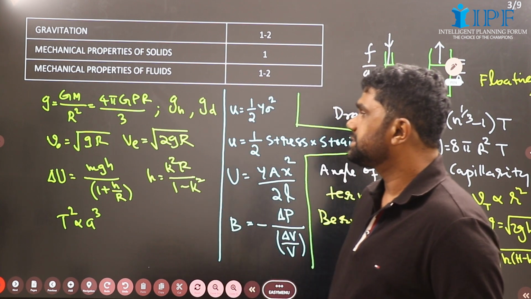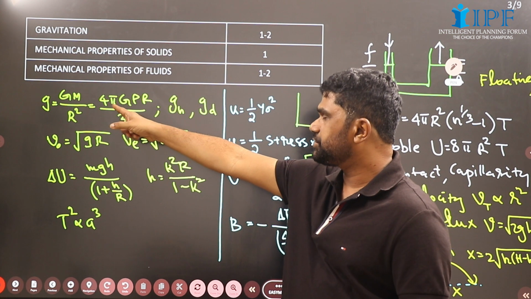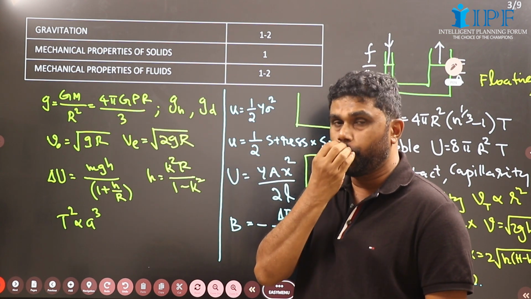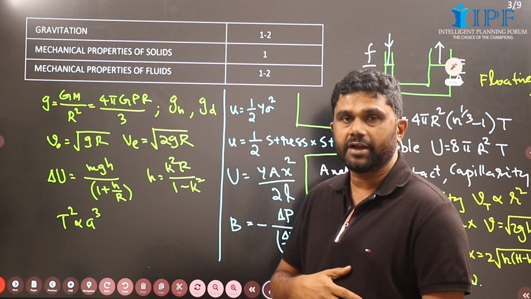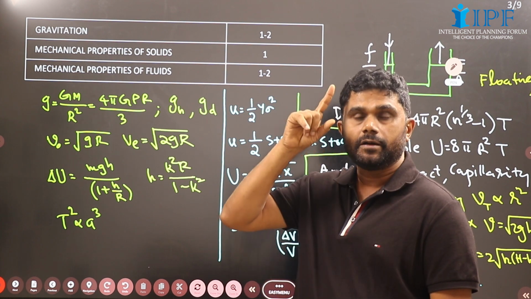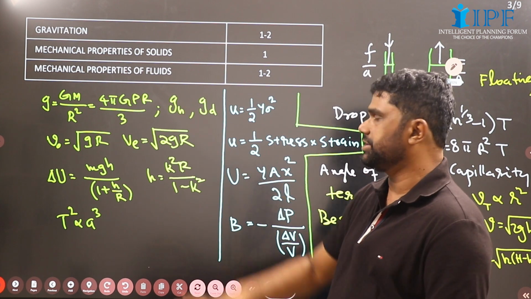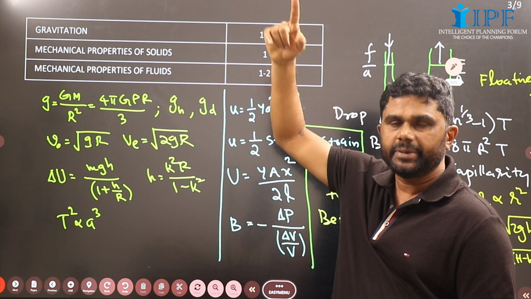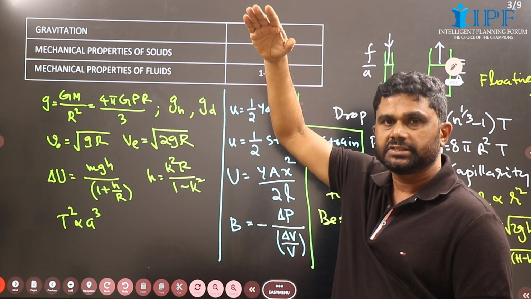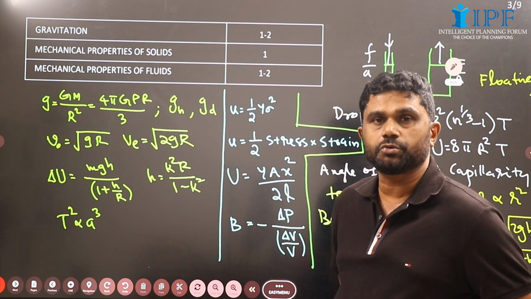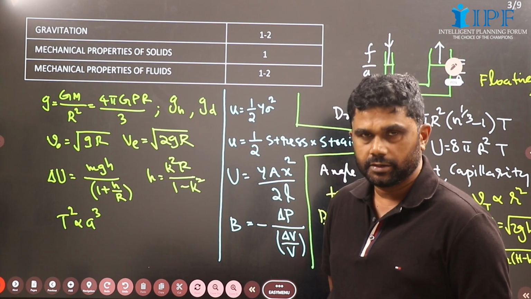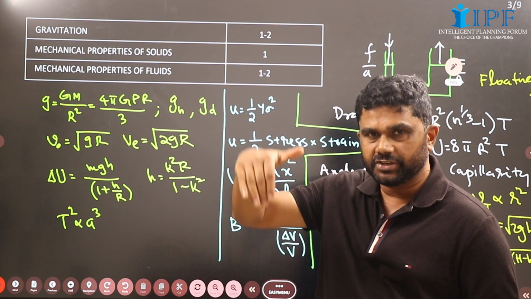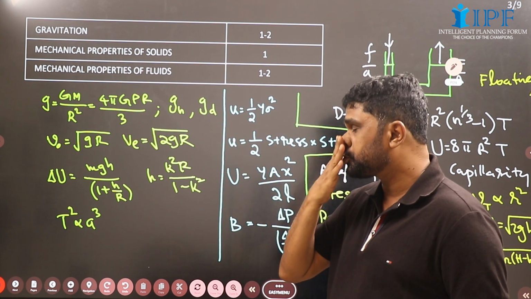Okay, and see the next, this 4 pi G rho R by 3, that is the expression for what? The acceleration due to gravity in terms of the density of the planet and its radius. Then variation of acceleration due to gravity with altitude, means height above the surface of earth, that you might be knowing, g with the suffix h equal to g into 1 minus 2h over R. And the variation of g with the suffix d means acceleration due to gravity with depth. Okay, that also you should know.